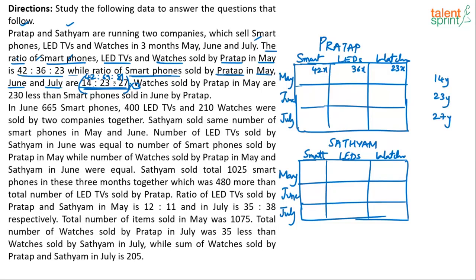So instead of considering it as 14:23:27, instead of taking it as 14y, 23y and 27y, now I can take it as 42, 69 and 81. And since that 42 is similar to the 42 that we already have in the cell, it can be taken as 42x, 69x and 81x. Are you able to follow? So I am avoiding one new variable y, by converting these ratios in such a way that the smartphones in the month of May get to a common value. So 42, same 42x. If this is 42x, then this will be 69x, and this is going to be 81x.